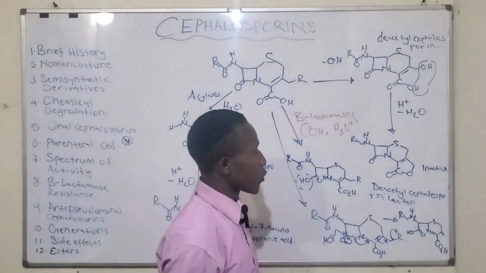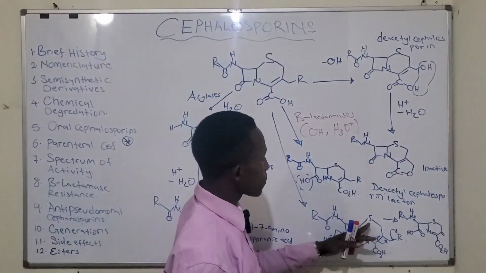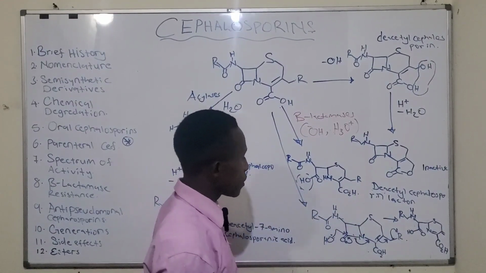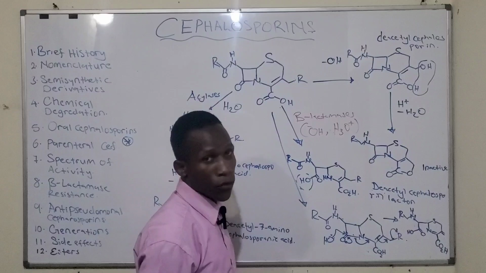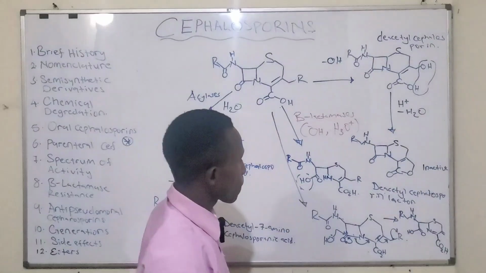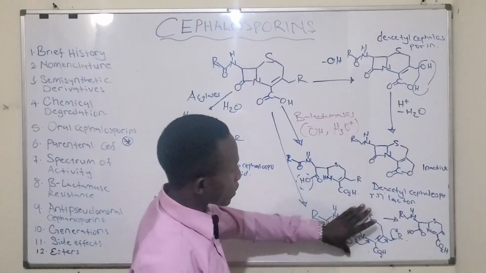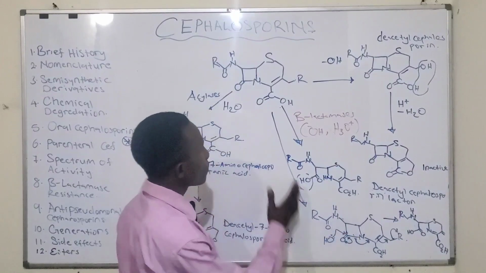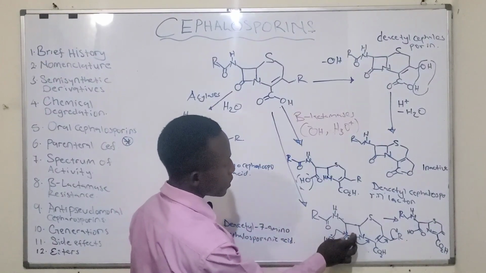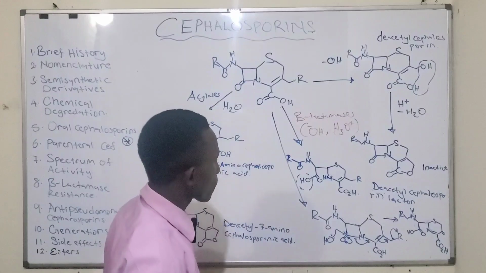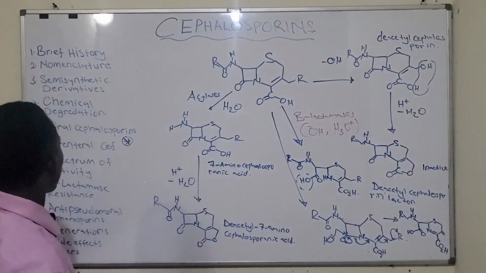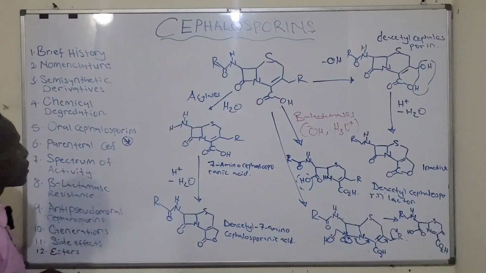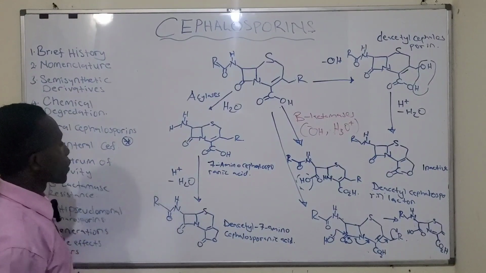So please, if you want to see how this mechanism really works, how we break the beta-lactam ring, please go and watch the penicillin part 1. We discussed this mechanism. It's the same mechanism which works here when the beta-lactamases degrade this beta-lactam ring. Now, for oral cephalosporins and parenteral cephalosporins, let me discuss them at once.